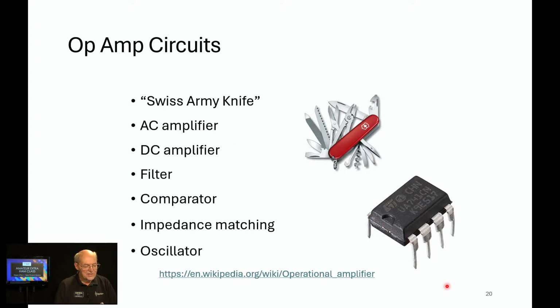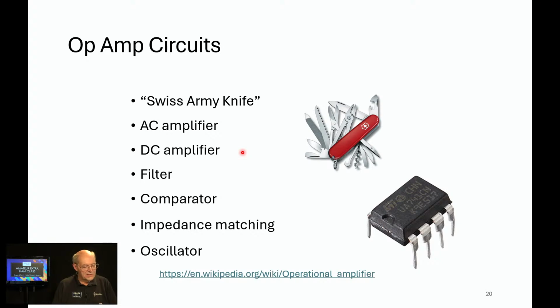Operational amplifiers. I called these the Swiss Army knife of amplifiers. Now, previously we were seeing discrete amplifiers. That means each part was individually shown. A transistor is one part, the resistors and capacitors. In this case, an op-amp, all of that is contained within a package.